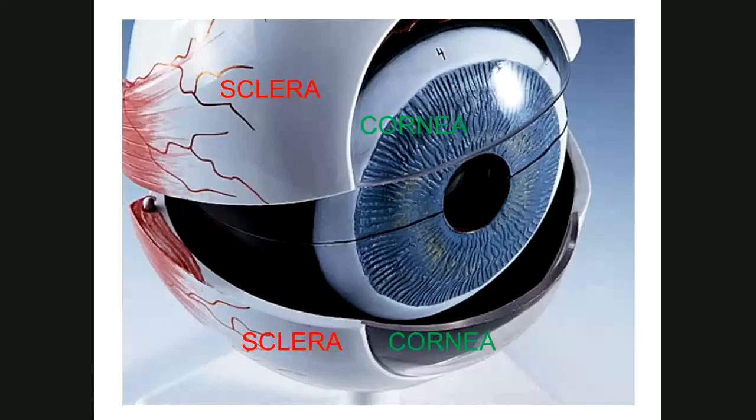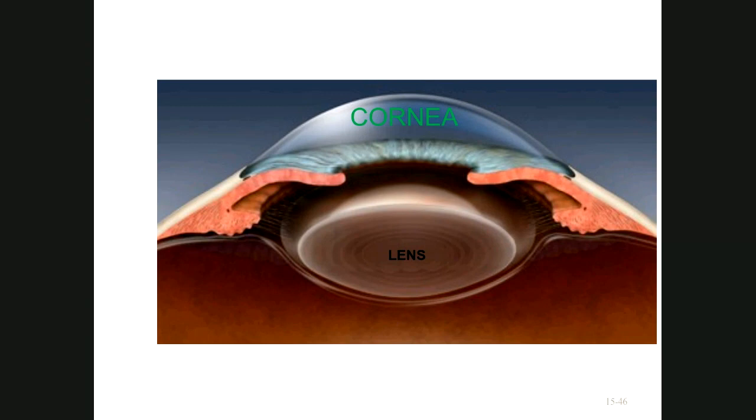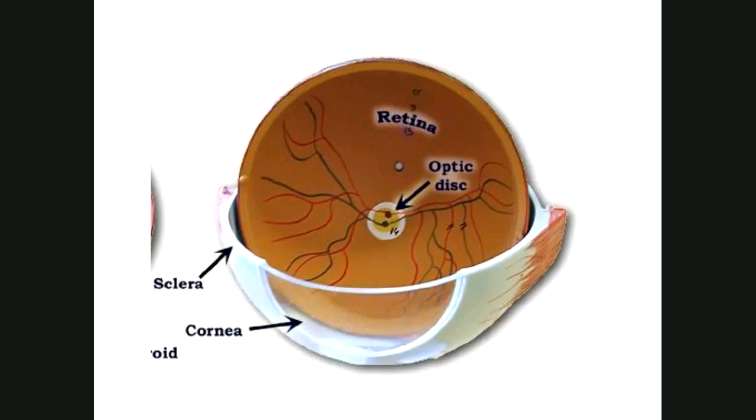But there's our sclera. That's the white part of the eye. See, the muscles are attached to it. It's the strongest part of the eye. There's the cornea. It's the clear part of the eye. And again, look how thick it is. It's quite thick. There's the cornea right there. There's the sclera over there. Same thing here.